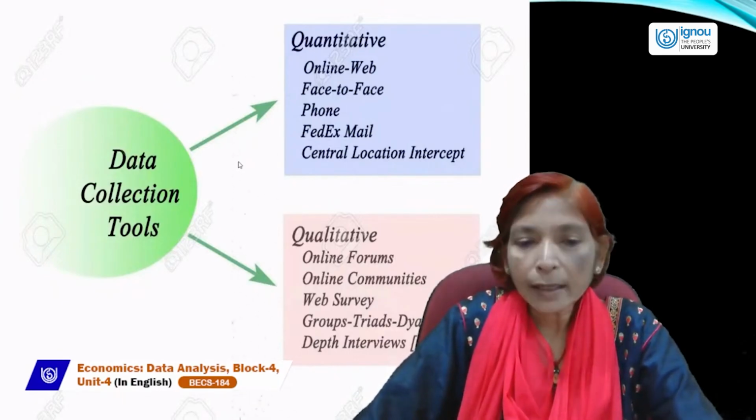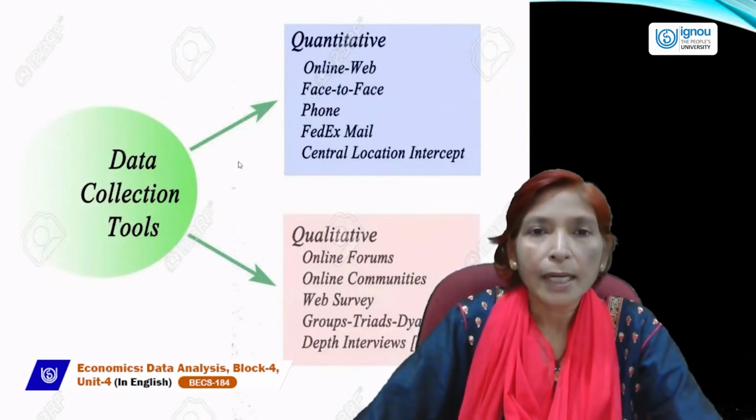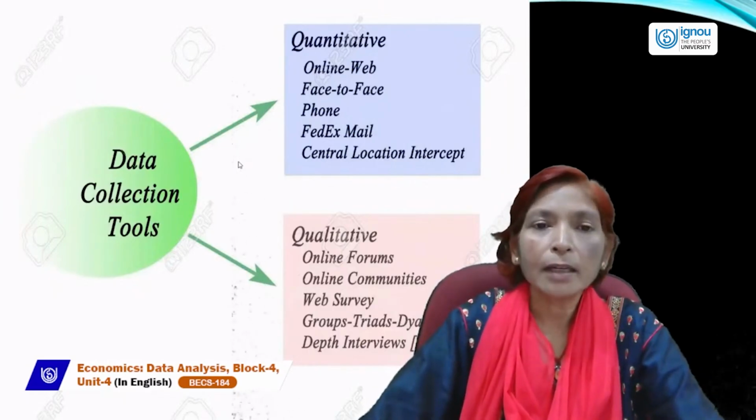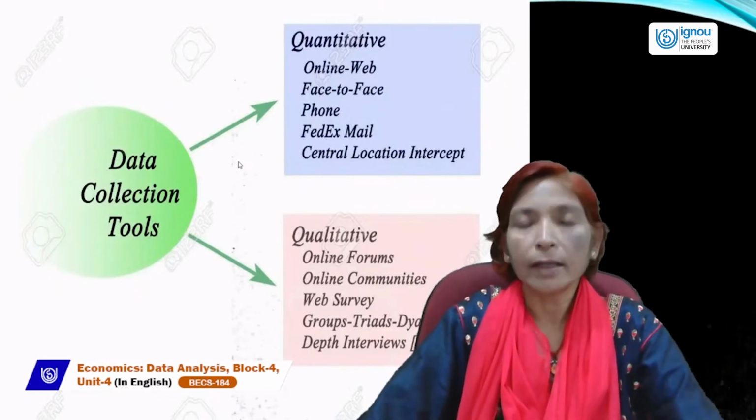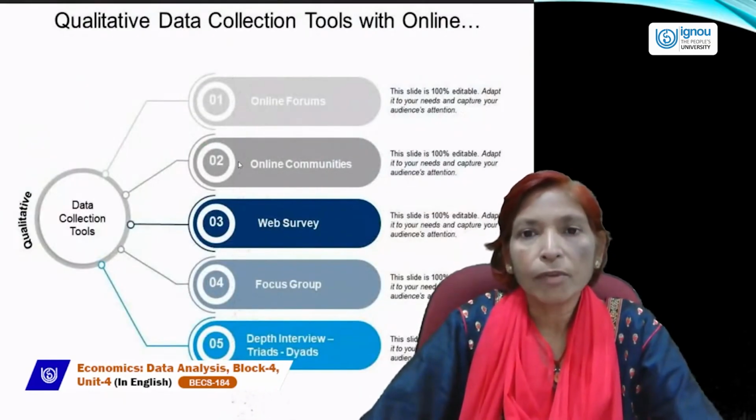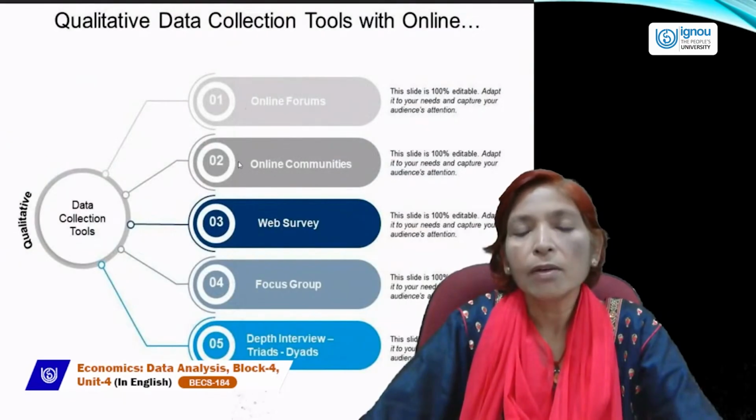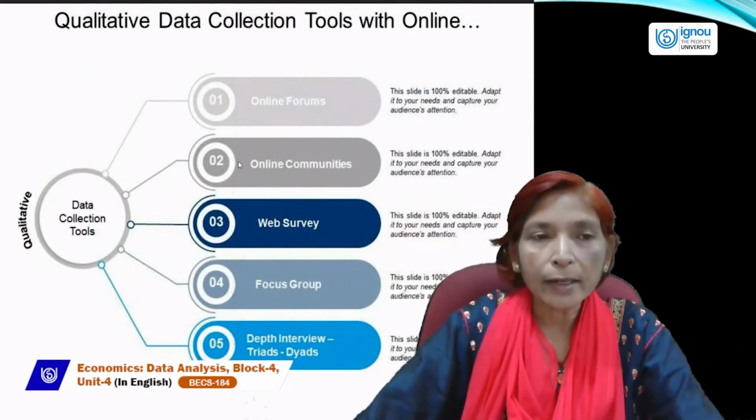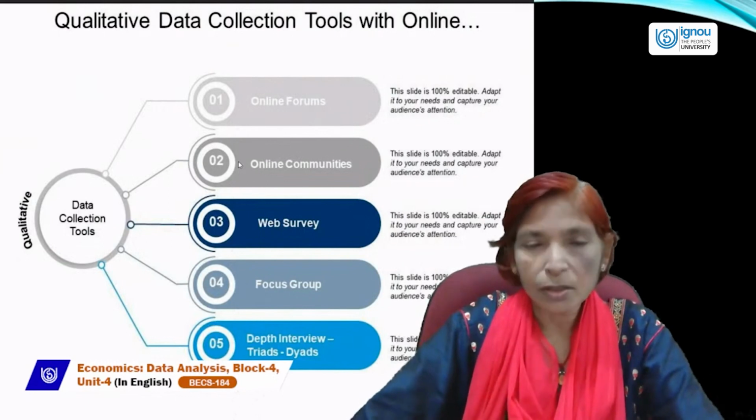These are the qualitative methods of collecting data. So there are two types of tools of data collection. One is quantitative and the other is qualitative. Next are qualitative data collection tools, like online forums, because we have discussed quantitative tools like face-to-face interview.